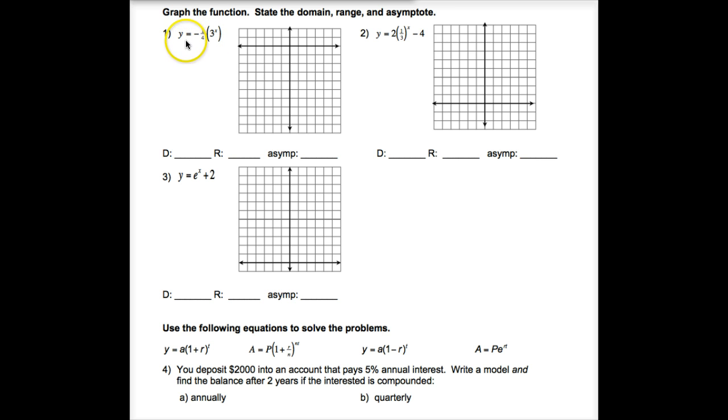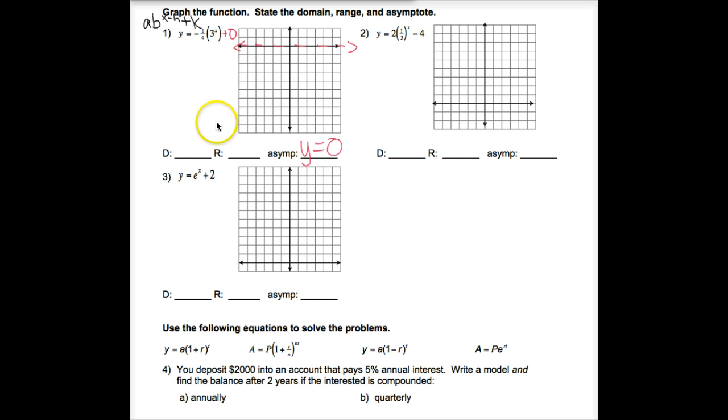So remember that we should always find out where our asymptote is, and our asymptote is always at our k value. So since exponential growth and decay have the form a, b to the x minus h, plus k, if I look at that, there is no plus k on the end, so that means it's 0. So if k is 0, my asymptote is going to be at y equals 0. So I can graph that on there.